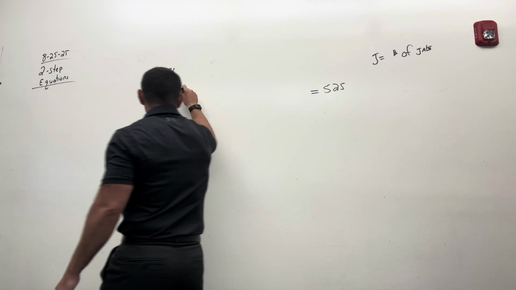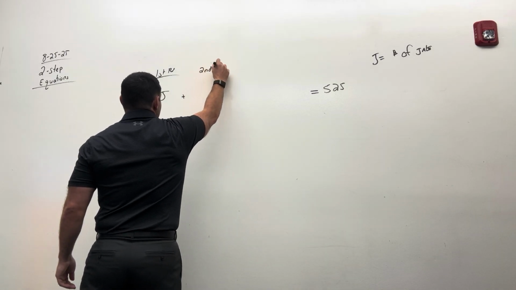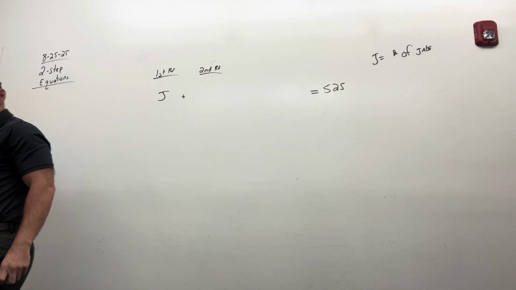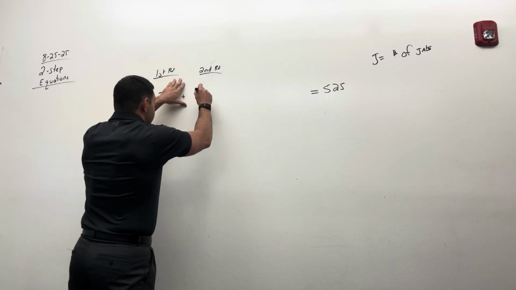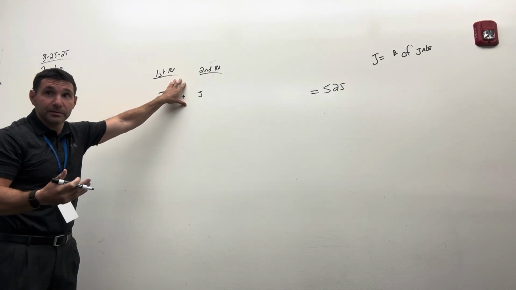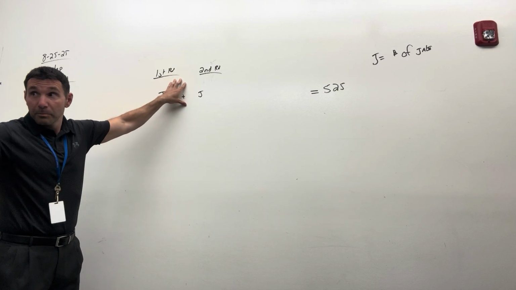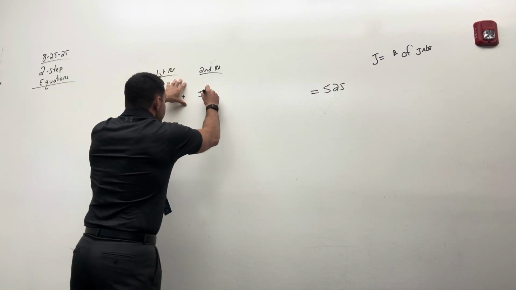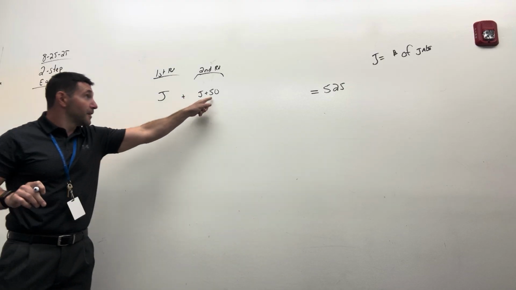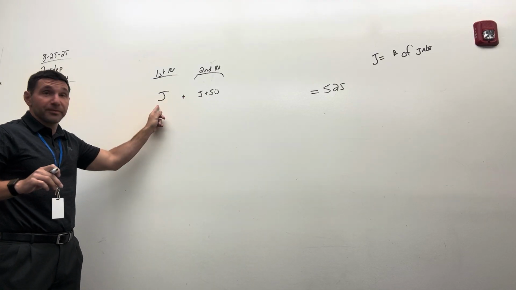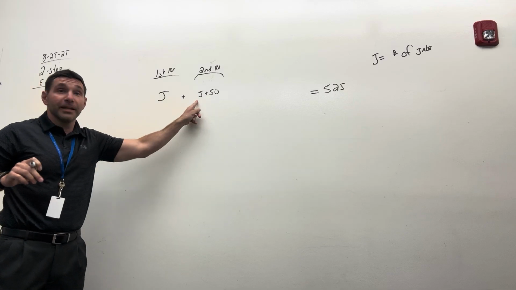So now we're adding the second round. What does it say? Mr. H threw 50 more jabs in the second. 50 more jabs than the first. So we have the same number of jabs because there's the first round, but what does 50 more mean? Plus 50. Because it's 50 more than the first round. So I have the jabs from the first round, plus 50 more than the first round.